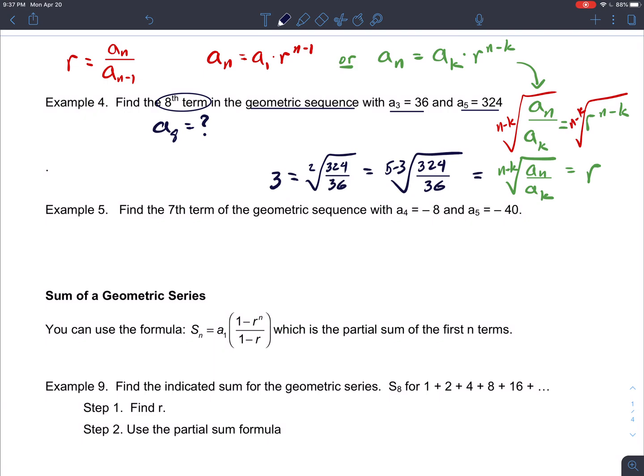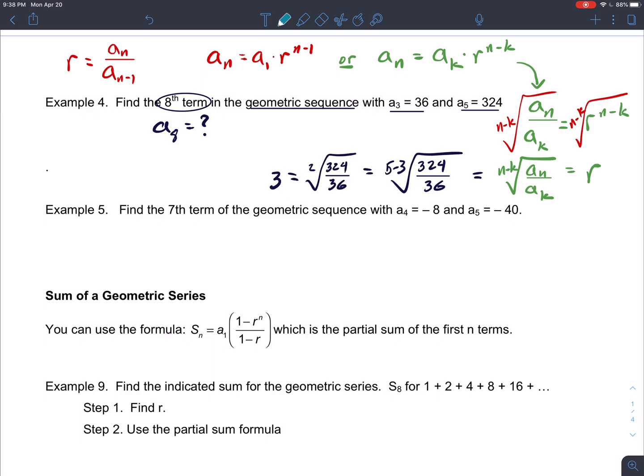Now, I am plugging into this formula directly. The truth is, I don't know how many of you are going to take my generic green formula, a sub n equals a sub k times r to the n minus k, and solve that algebraically for r without any values. Most people would rather say, well, if I know these two terms, let's just plug in.